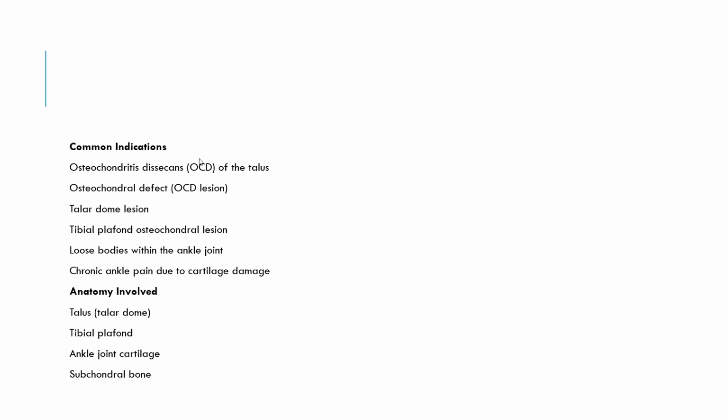So what are the common indications? Osteochondritis dissecans of the talus, osteochondral defect, talar dome lesion, tibial plafond osteochondral lesion, loose bodies within the ankle joint, chronic ankle pain due to the cartilage damage. So these are the indications over here. So what is the anatomy involved? For the ankle, same thing: talus, tibial plafond, ankle joint cartilage, subchondral bone. So these are related to the ankle region.